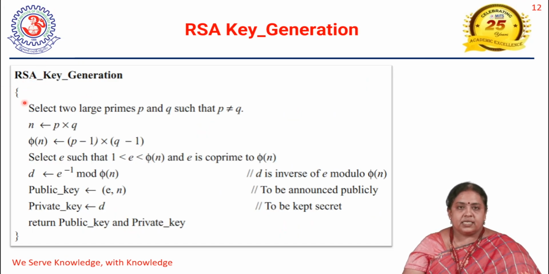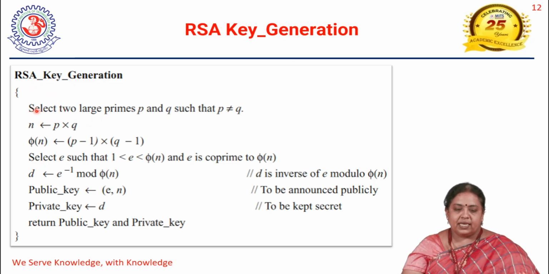So this is the key generation algorithm. See here. The first step is that you have to select two large primes P and Q such that P is not equal to Q. We have to select two large prime numbers P and Q such that P is not equal to Q. Already we have discussed that in order to be more secure, the recommended size of P or Q is 512 bits. If this is 512 bits, then obviously the size of n is 1024 bits.